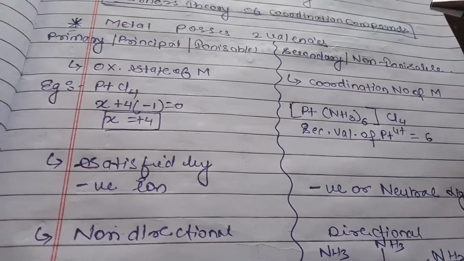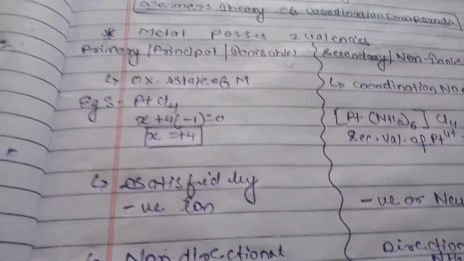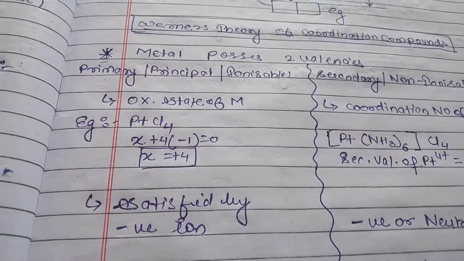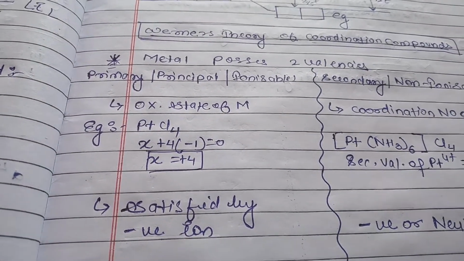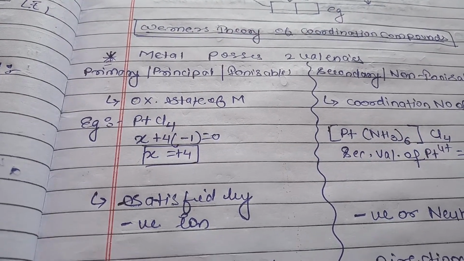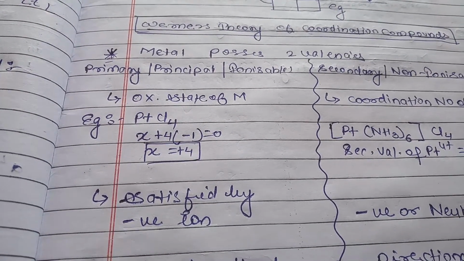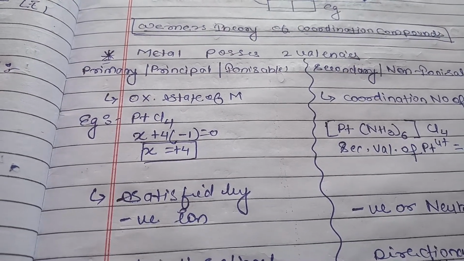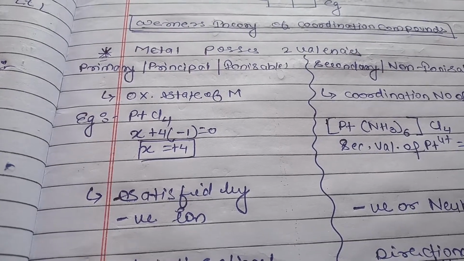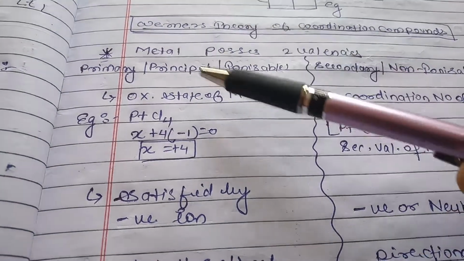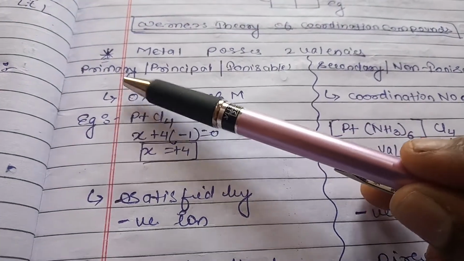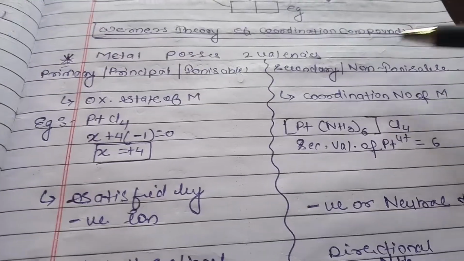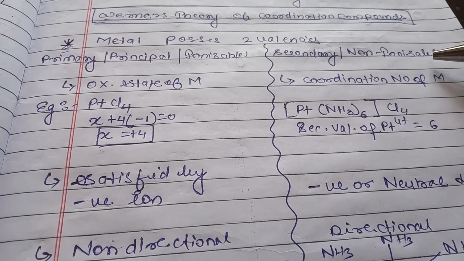Okay, the first topic which we are going to deal with is Werner's theory of coordination compounds. It was a theory given by Werner, which explains the coordination compounds. In this theory, he explained two types of valencies possessed by a metal. Number one is primary, which is also known as principal or ionizable valency. Number two is secondary, which is also known as non-ionizable valency.